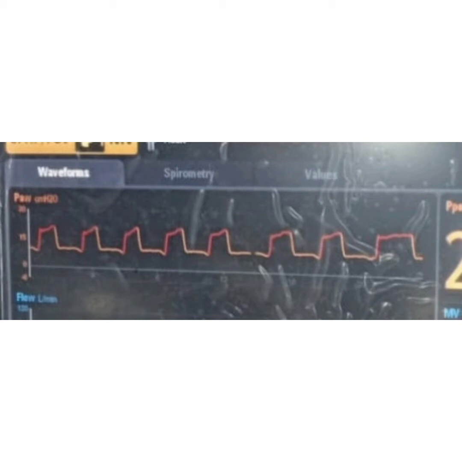When the flat line is ending into the positive wave, we can note in between the flat line and positive wave one small negative deflection. That deflection is nothing but a spontaneous breath initiated by the patient. The spontaneous breath initiated by the patient will create a negative pressure in the chest, in the lungs. So this is represented here by a small negative deflection.